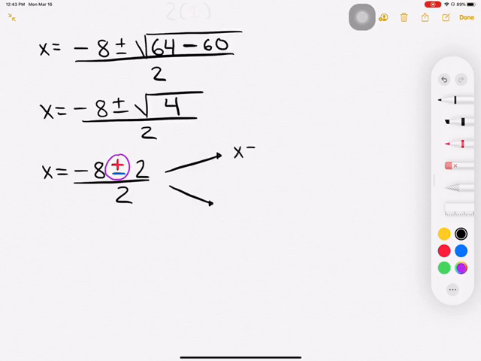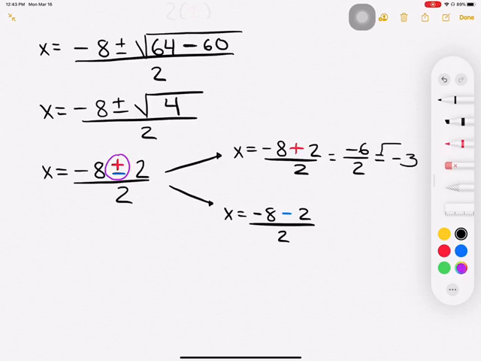So I have x equals -8 plus, I'm going to take the plus solution here, plus 2 divided by 2. And the other situation is going to be -8, and then I'm going to take the minus solution, -2 divided by 2. I'm going to get two different numbers out of this result. So let's see what we get at the top. So we're going to do this operation -8 plus 2, which is going to be -6 divided by 2. The result is -3. So this is my first solution to the quadratic equation.